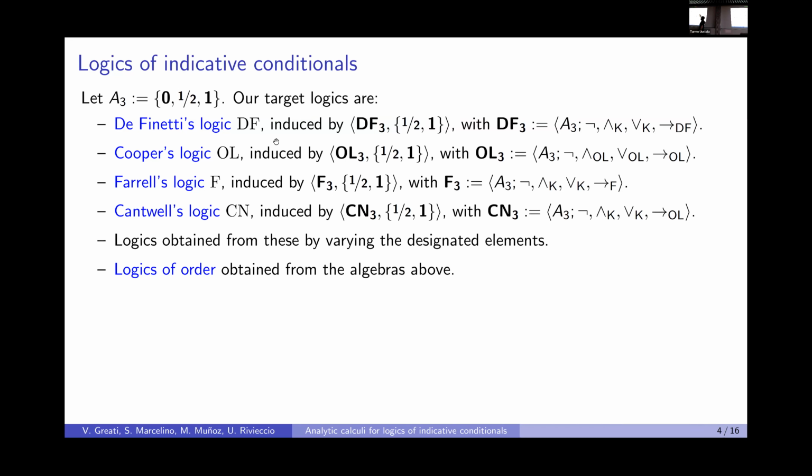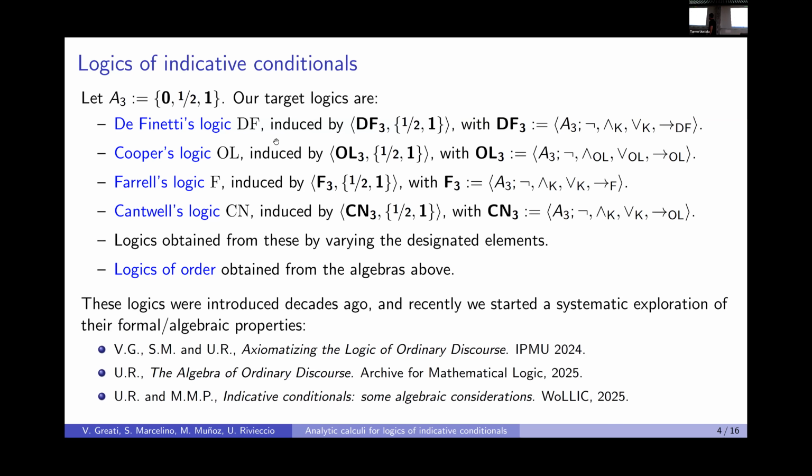Here, the ordinary discourse logic changes everything, basically. The designated sets usually contain the 1/2 because we want to keep the tautologies of classical logic. I think that was the main reason for them. We also study logics starting from these but changing the designated elements, so your standard of what is true. And we also study logics of order obtained from these algebras. They were proposed many decades ago, but recently Umberto and Miguel started studying them from the algebraic perspective, so we have algebraic logic studies of them.